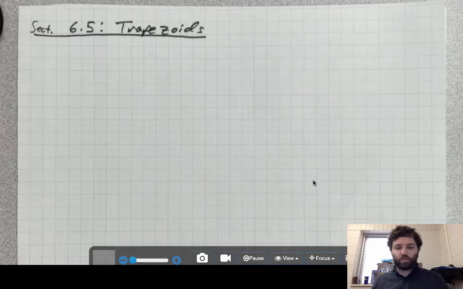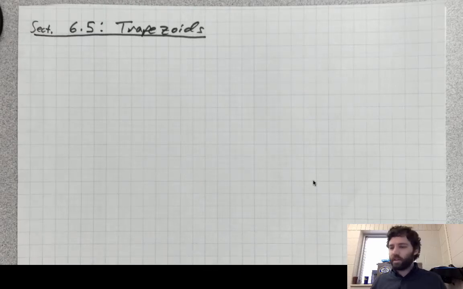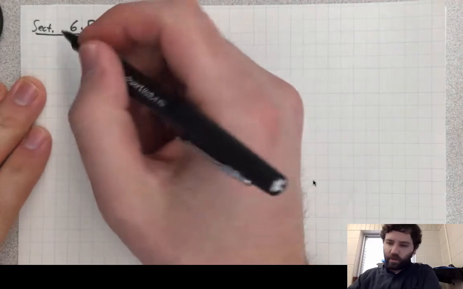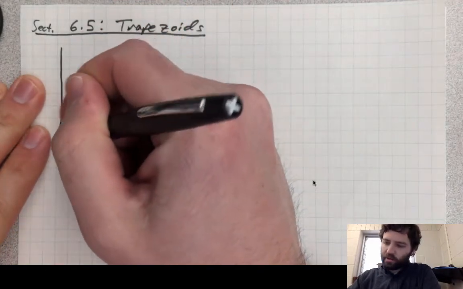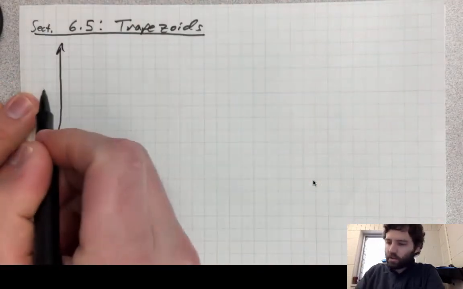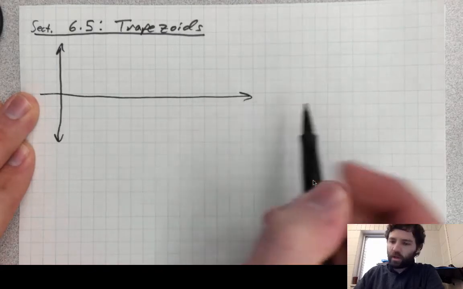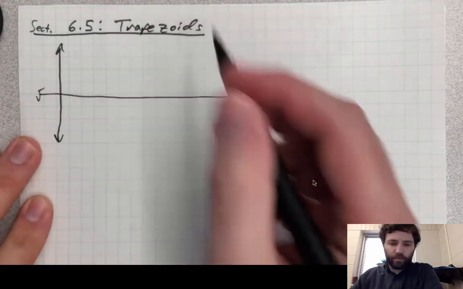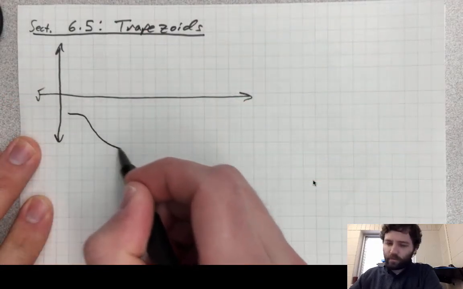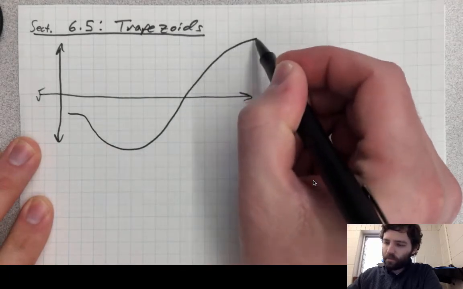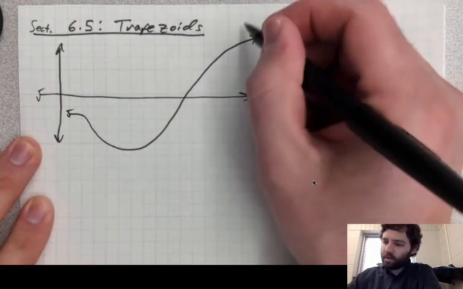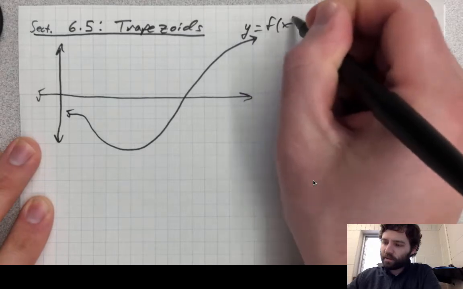Going to talk about trapezoids and the trapezoidal rule today. So we are going to start off with showing why this trapezoidal rule works. We'll start off with just an arbitrary curve here. Doesn't really matter what it does. Call this y equals f of x.